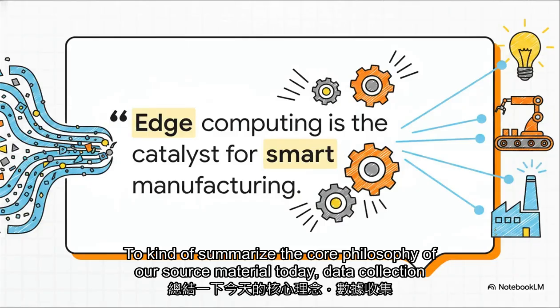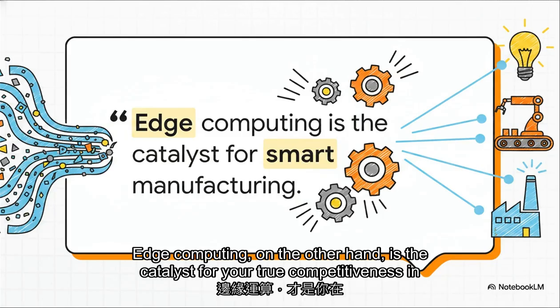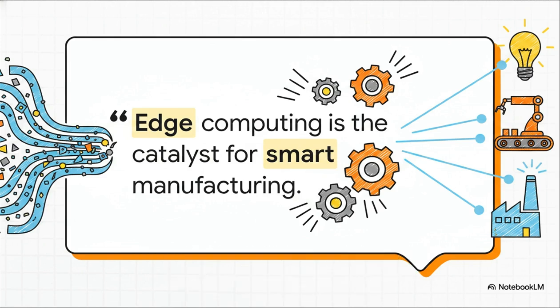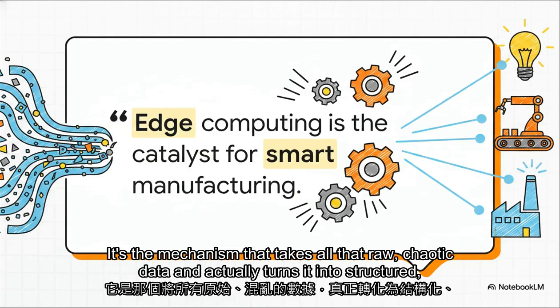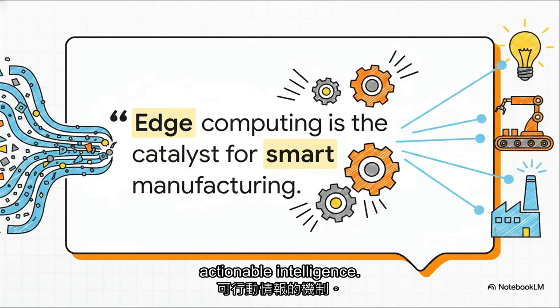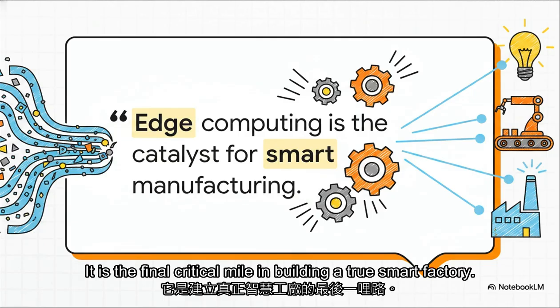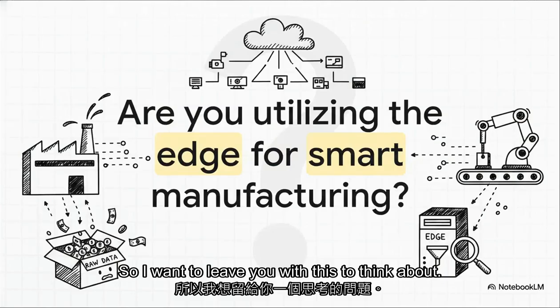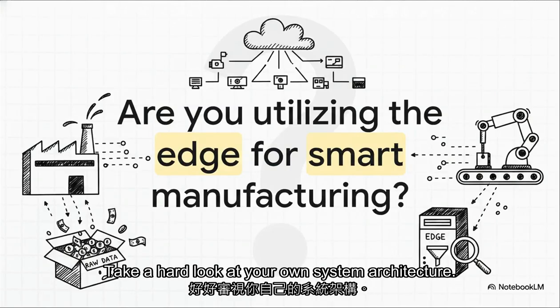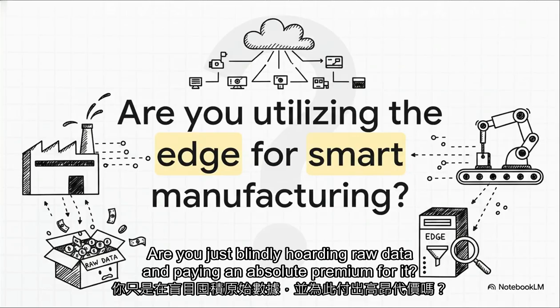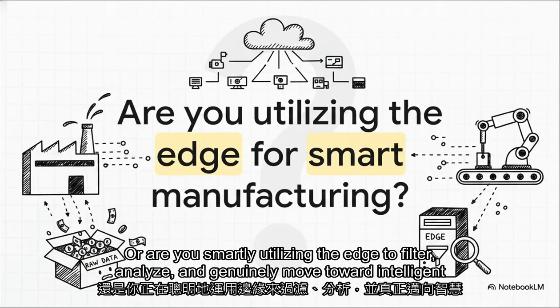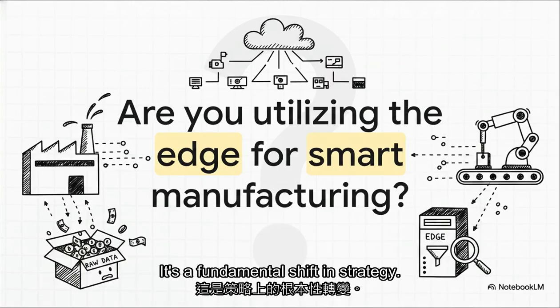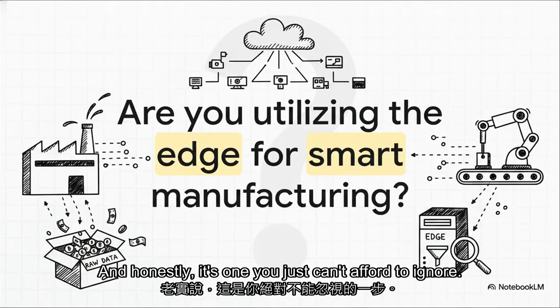To summarize the core philosophy of our source material today, data collection is really just the plumbing. Edge computing, on the other hand, is the catalyst for your true competitiveness in smart manufacturing. It's the mechanism that takes all that raw, chaotic data and actually turns it into structured, actionable intelligence. It is the final critical mile in building a true smart factory. So I want to leave you with this to think about. Take a hard look at your own system architecture. Are you just blindly hoarding raw data and paying an absolute premium for it? Or are you smartly utilizing the edge to filter, analyze, and genuinely move toward intelligent manufacturing? It's a fundamental shift in strategy, and honestly, it's one you just can't afford to ignore.